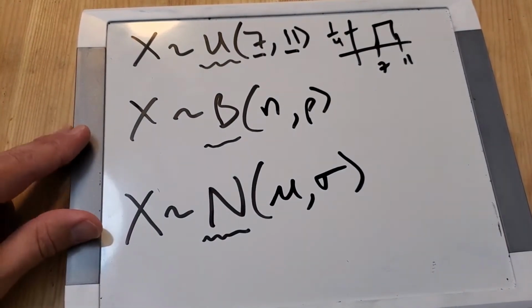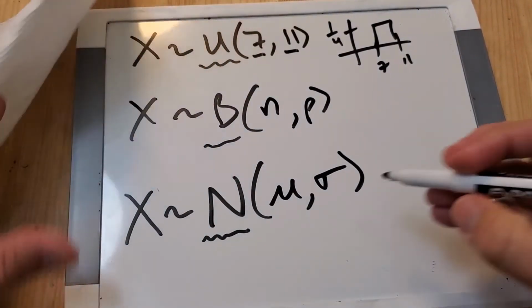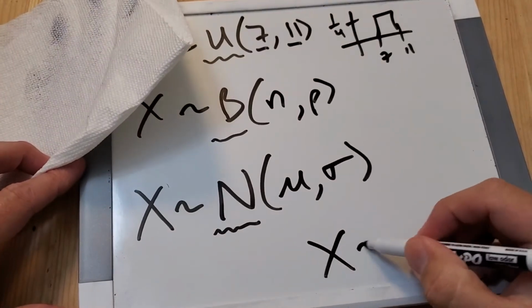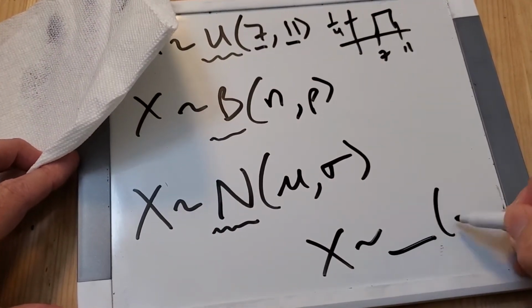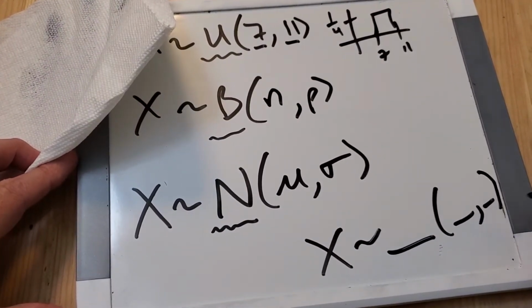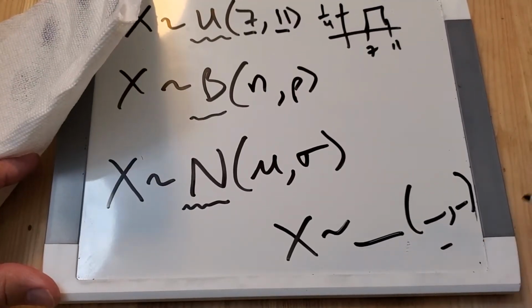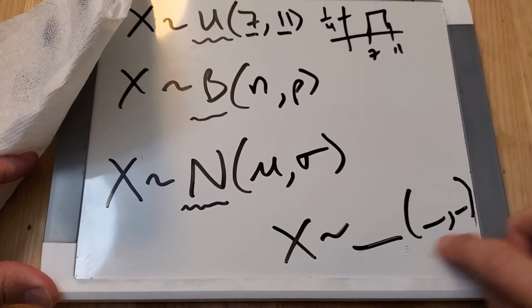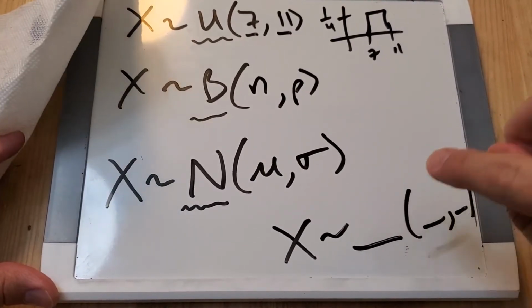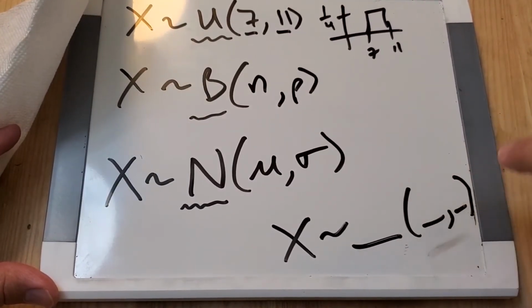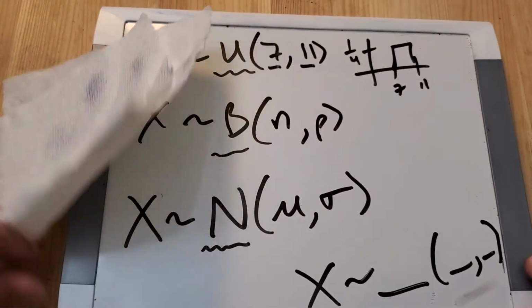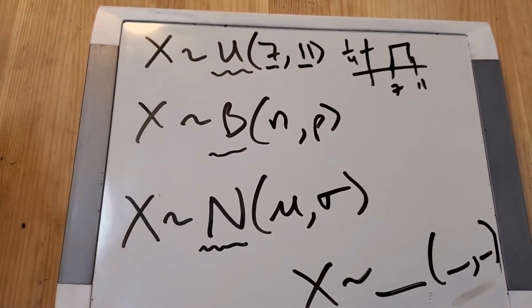Okay, so there are problems that ask you, the problem looks like this, x tilde blank, parenthesis, blank, comma, blank, like that, okay? So now you know what to put here. B, U, N, bun. Which one of them? And then the two most important things. All right, so you can pause if you want to, and we're done.